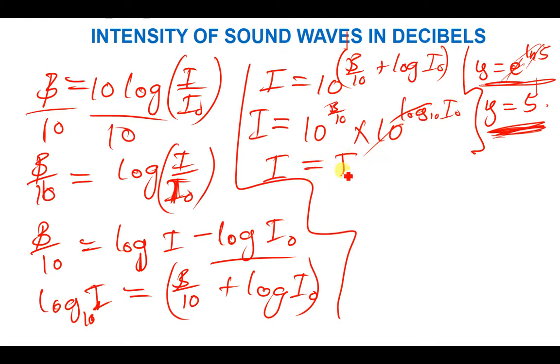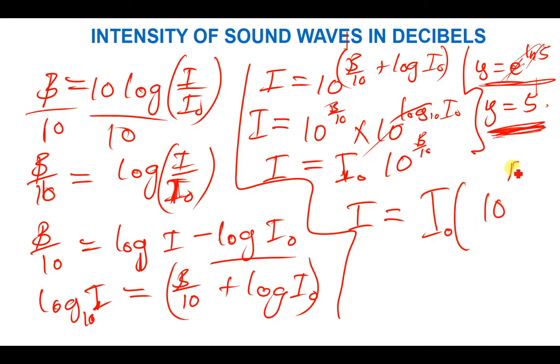I, so this will be I naught times 10 to the power beta over 10. So let me just write it properly. I is equal to I naught, open brackets, then we have 10 to the power beta over 10 there. So this is the formula when you make I the subject of the formula. So let us quickly use the other formula to find the same answer, and then you are going to pick whichever is going to be simpler for you.